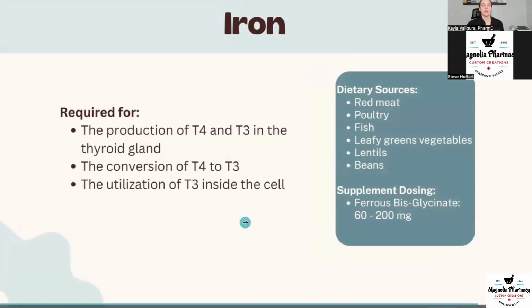And iron. So iron is required for the production of T4 and T3 in the thyroid gland. It's just another piece of the puzzle, so to speak. It's also involved in the conversion of T4 to T3, as well as the utilization of T3 once inside the cell. So it plays a big role, and sometimes it does get forgotten. That's also why I included it in the bonus lab values, because it can tell us a little bit more if we are having trouble figuring out what's going wrong and where we're at.